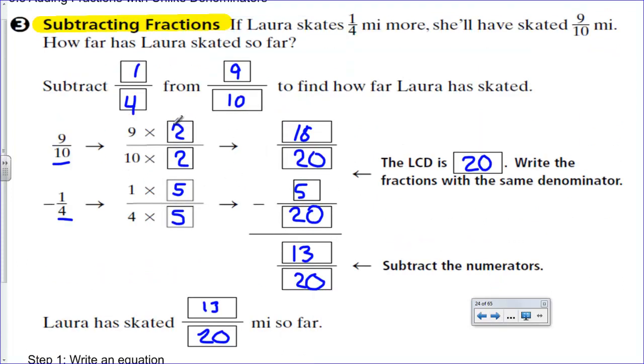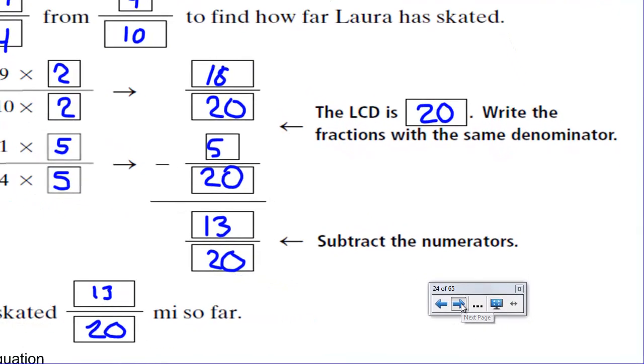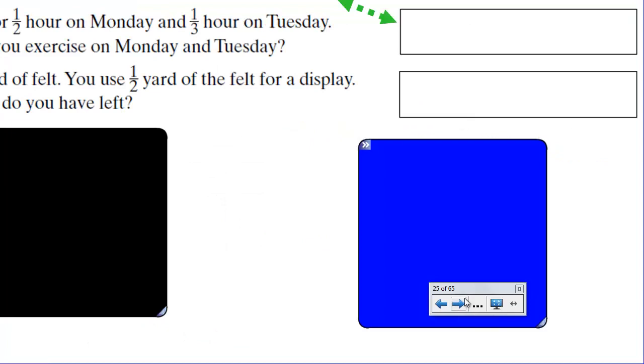If you need to pause the video to write any additional numbers down, please feel free to do so at any point in time. Alright, so we're just going to do 2 quick check problems here real fast. Quick check number 2 and quick check number 3.